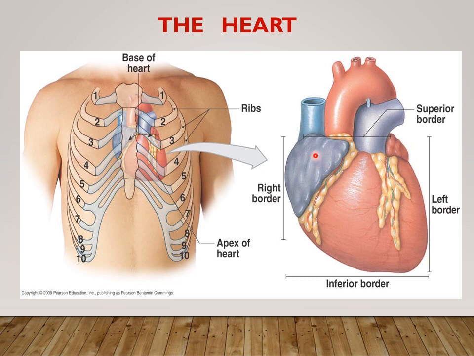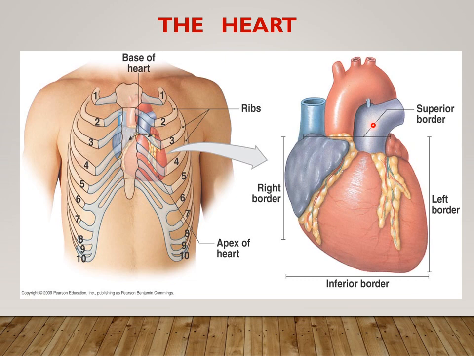On the right side, the right atrium receives the deoxygenated or venous blood through the vena cava, and that is going to enter into the right ventricle. From here, it is transported through the pulmonary trunk to the lungs for oxygenation.